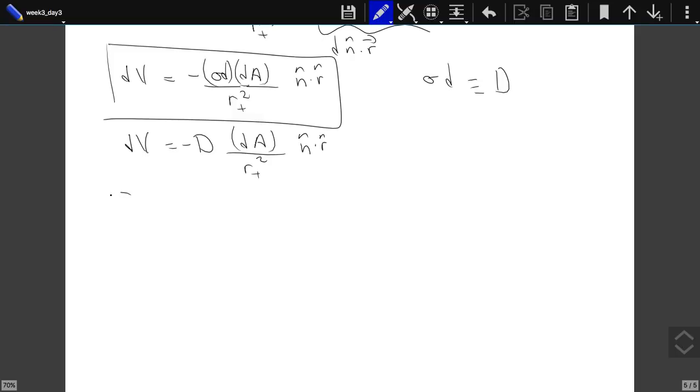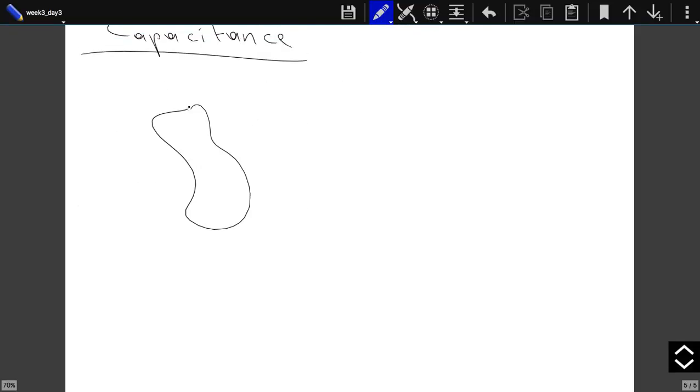You didn't ask any questions on the capacitance. Let's look at what's the capacitance of a given system. Now, let's just assume we have two conductors, such that one has a charge plus Q and the other one has a charge minus Q.